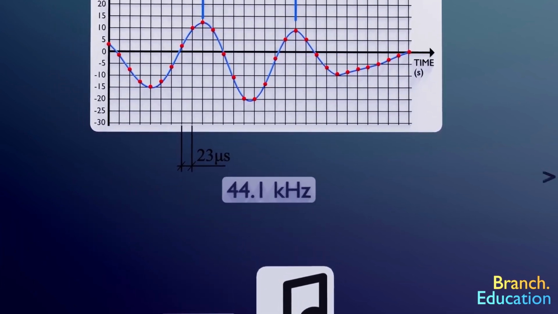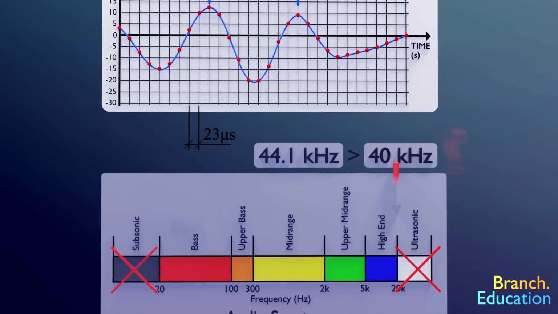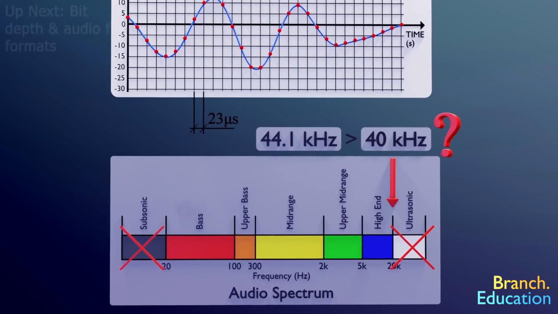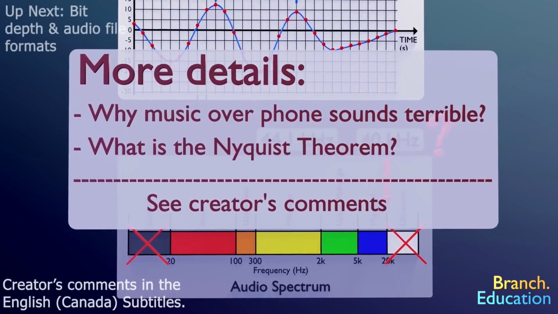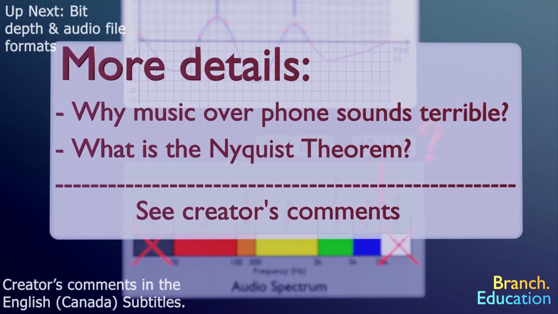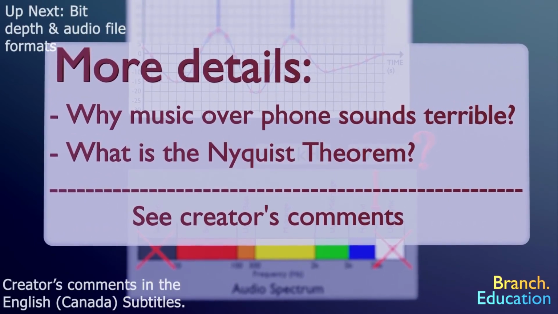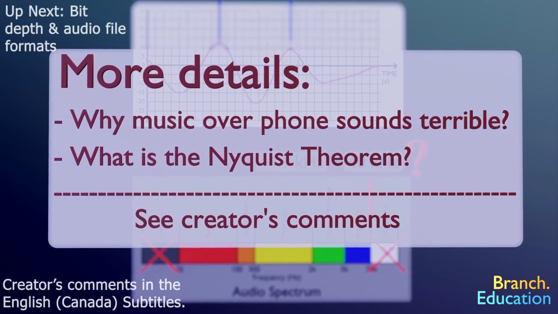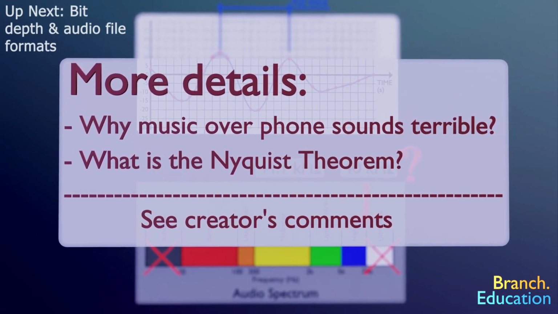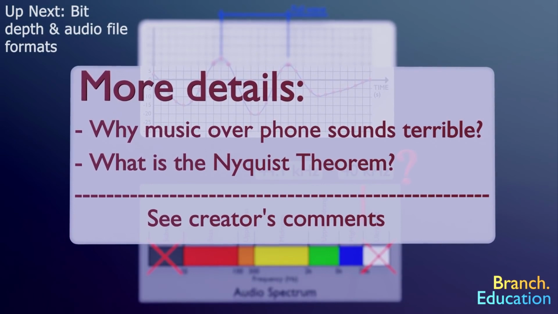But why is the number slightly more than double the frequency of human hearing? Well, you can find those specifics, along with details as to why music played over the telephone always sounds terrible, and finer points on the Nyquist theorem and aliasing in the creator's comments.